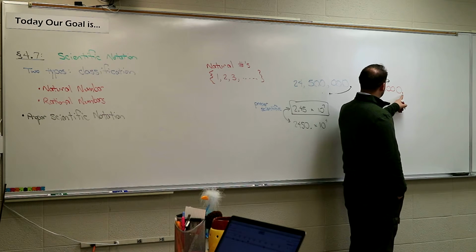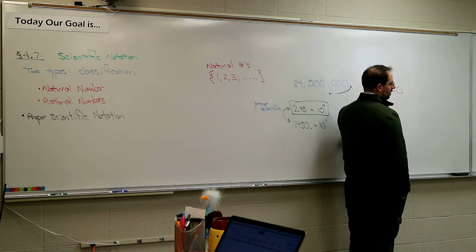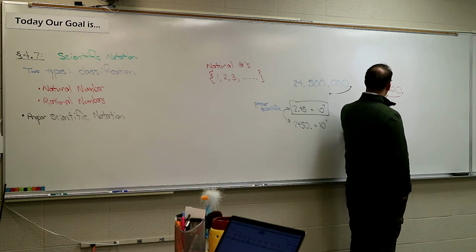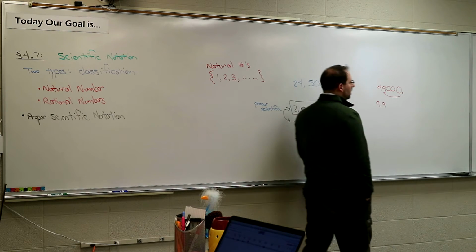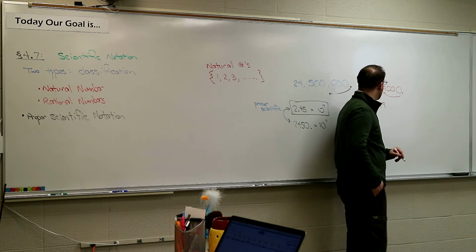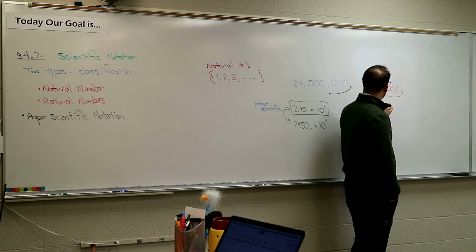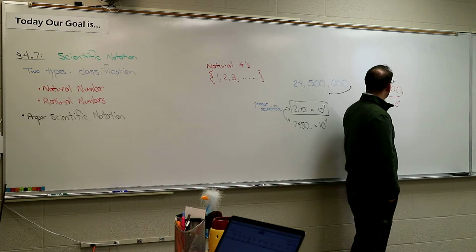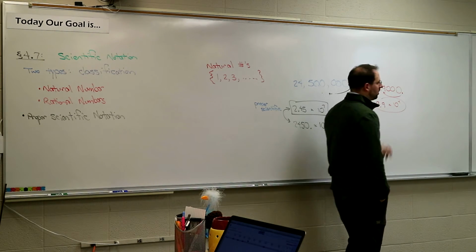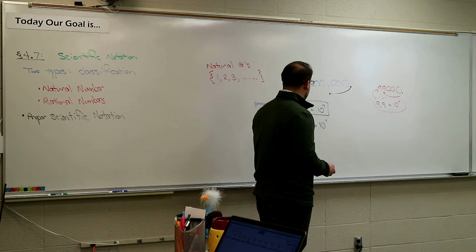So how many spots do I need to move that decimal? So it's behind the front number on the left. How many spots do I have to move that decimal? So it's way up here. Count. How many spots till it's behind the first number? Count. 4. So we put a times 10 with a 4 on it. These are the same thing. Okay? Okay, Eric, give me your number now.